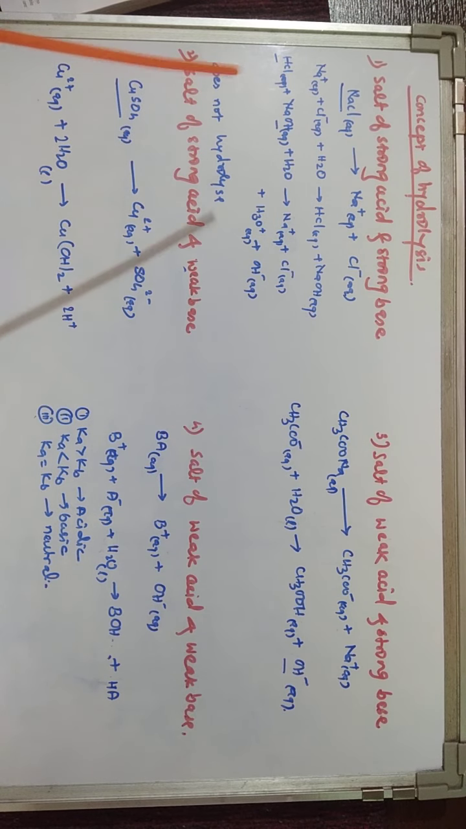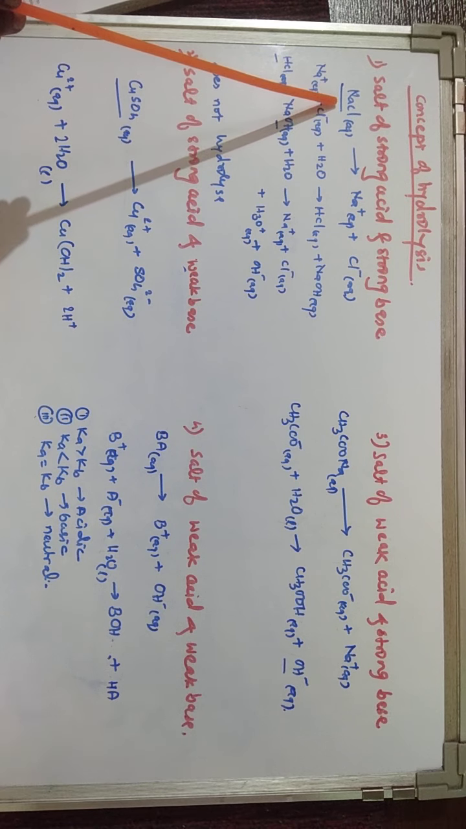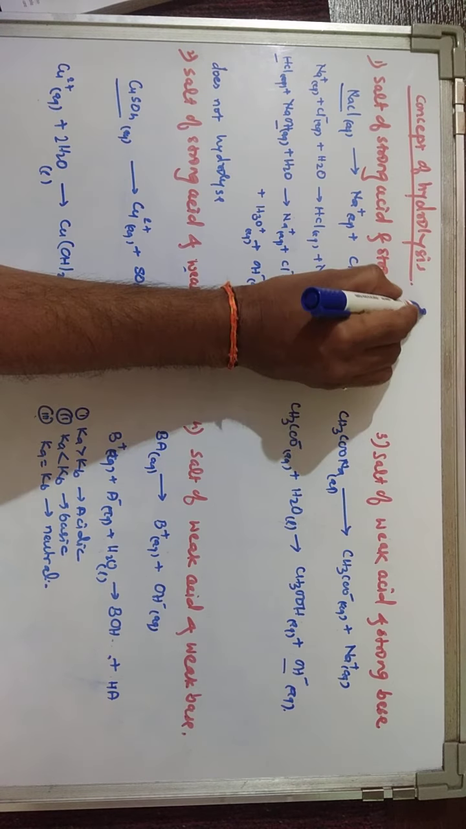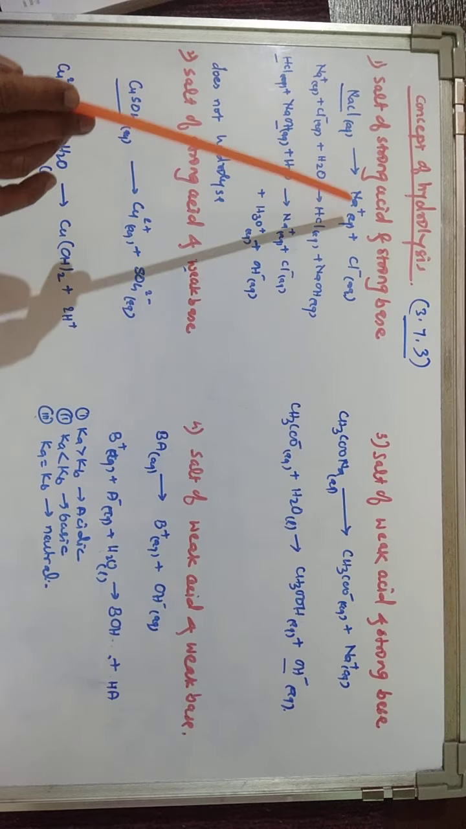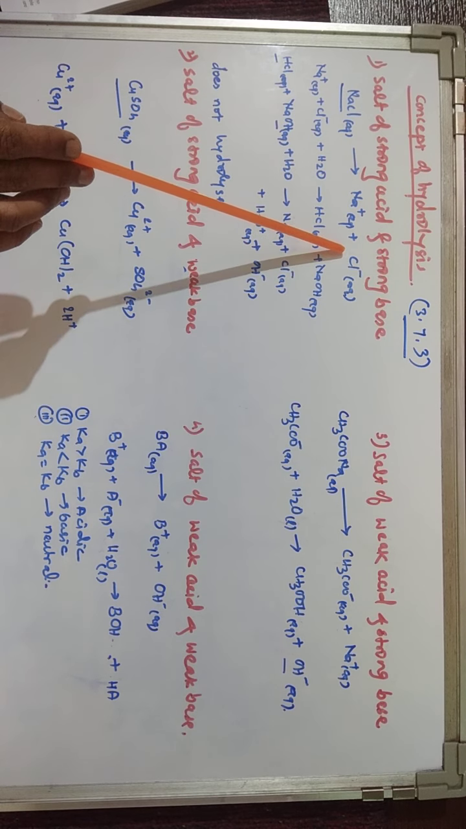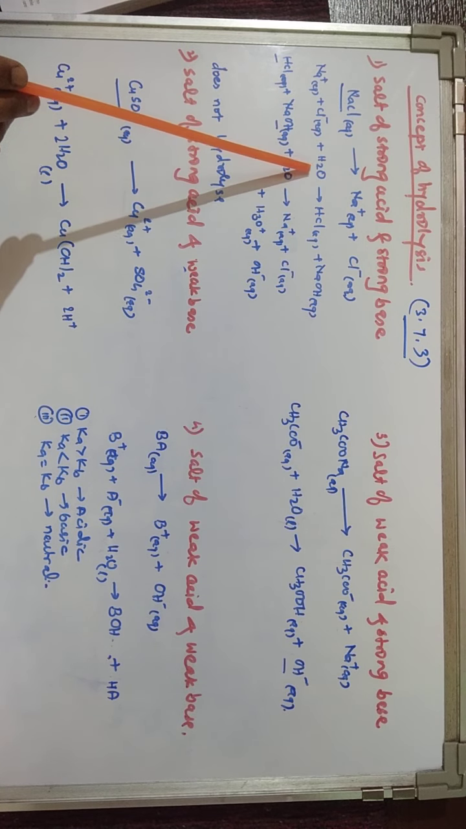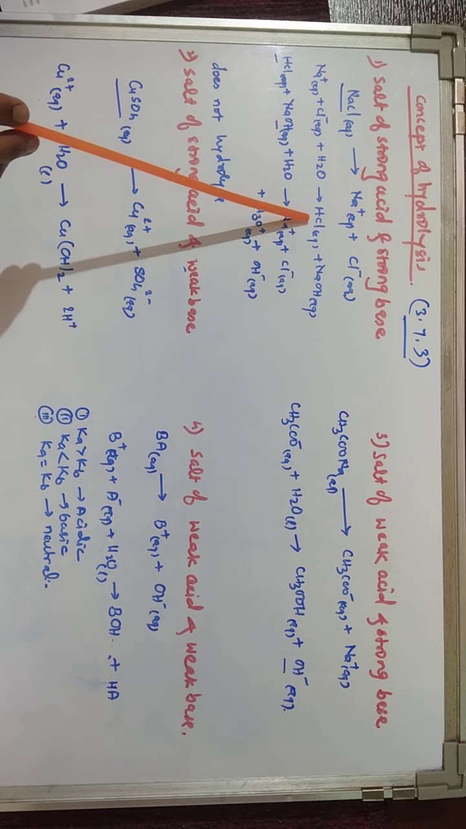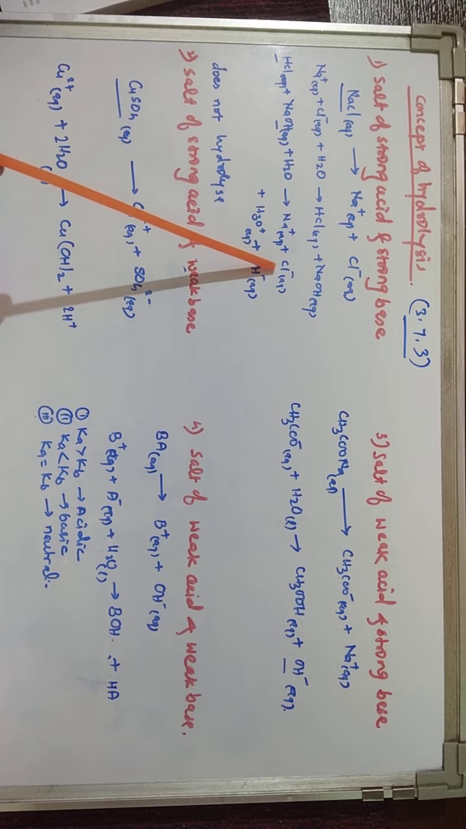Now let us see the hydrolysis of the first type of salt, the salt of strong acid and strong base. We are taking the example of NaCl. NaCl in water ionizes as Na+ and Cl-. This is the topic 3.7.3 in the textbook. Now Na+ and Cl- ions are present in the water solution of NaCl. Both ions react with H2O to give HCl and NaOH, a strong acid and strong base. Both dissociate in water again into Na+ and Cl-.